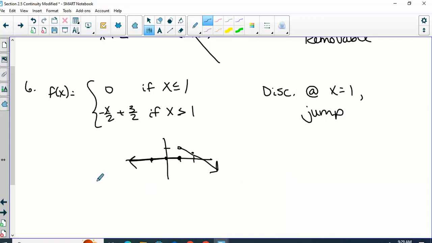So which one has to be for like the greater than or equal to, or one's like equal to and one's not equal to? Is that? Equal and not equal would be removable.